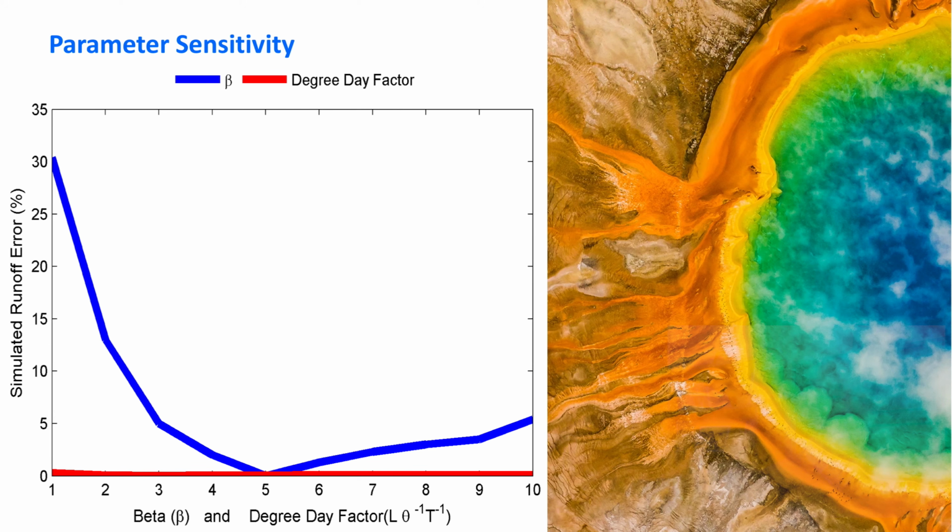The other important issue is that parameters sometimes interact with each other. This is a simple experiment where you change one parameter at a time.